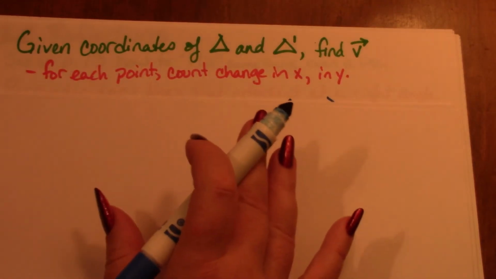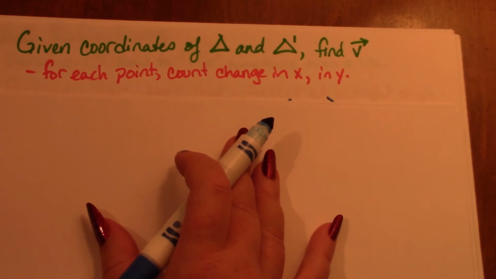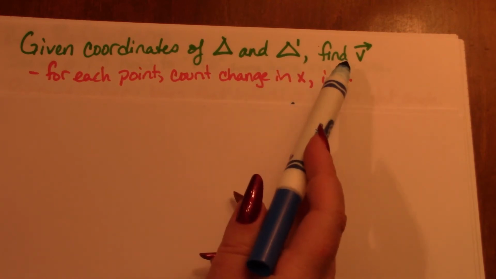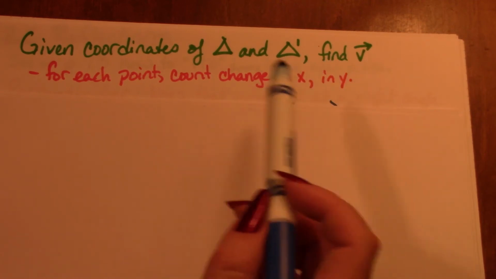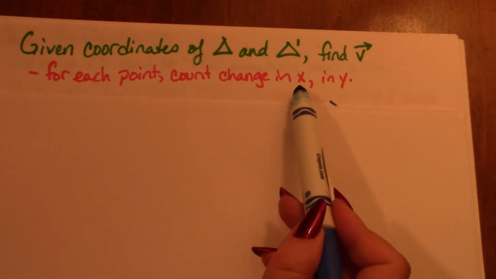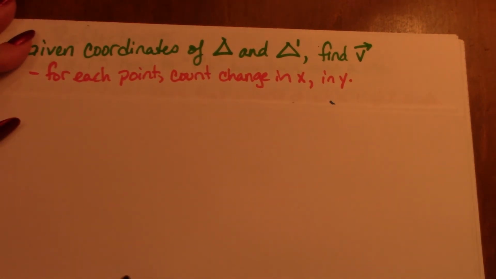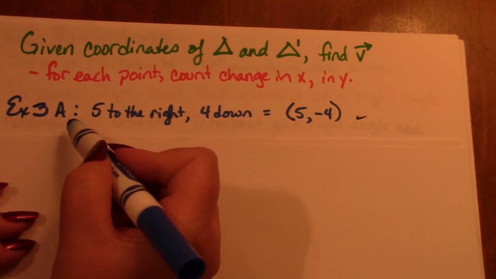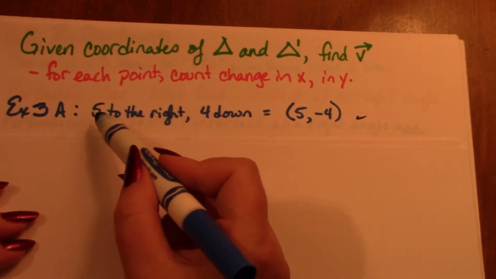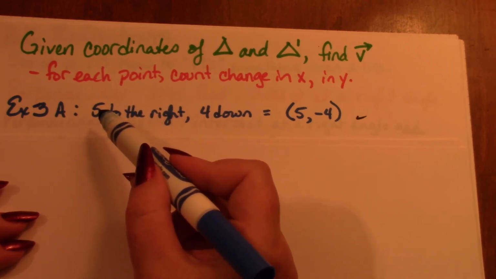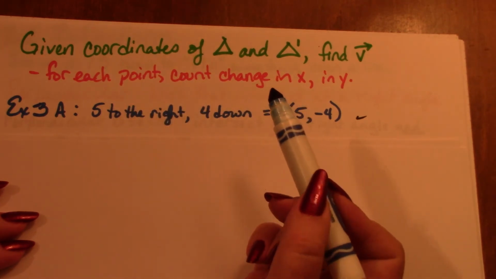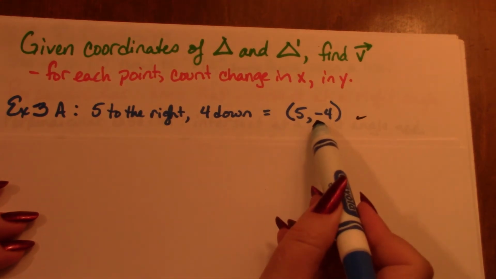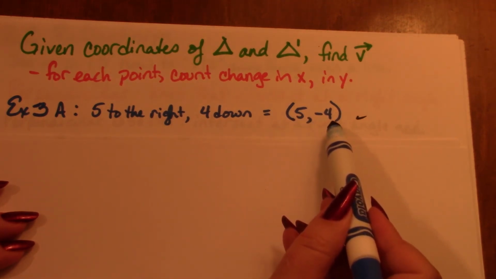The last thing this section is going to ask us to do is, if we're given the coordinates of a shape and a shape prime, its image, can we find the vector? And essentially what we need to do is, for each point, we're going to count the change in x and the change in y. So as we can see in example 3, section A, under explain 3, it gives us triangle ABC and its image, and we're going to count from A to the next that we go 5 to the right and 4 down. So that's a movement vector of 5, -4.